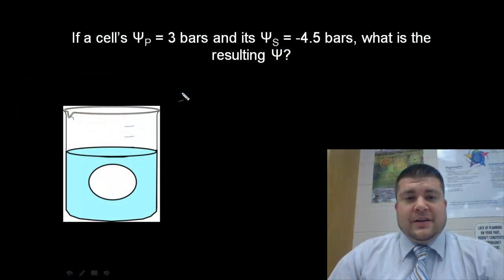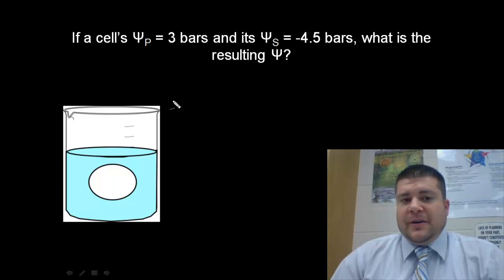This lesson is going to build onto every question. Each question is going to get a little bit harder. But we're always going to deal with the same thing. We're going to have a cell, and it could be an animal cell or a plant cell, in a solution of water. If a cell's psi p is 3 bars and its psi s, or for solutes, is negative 4.5 bars, what is the resulting psi?